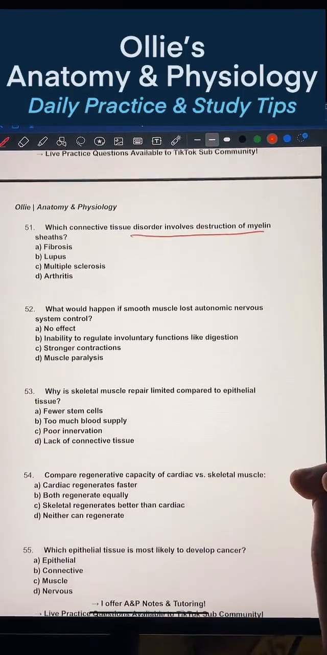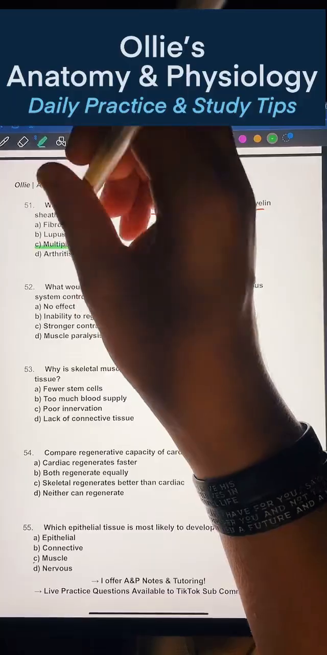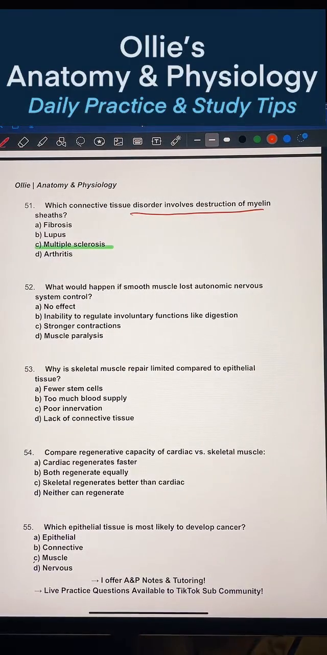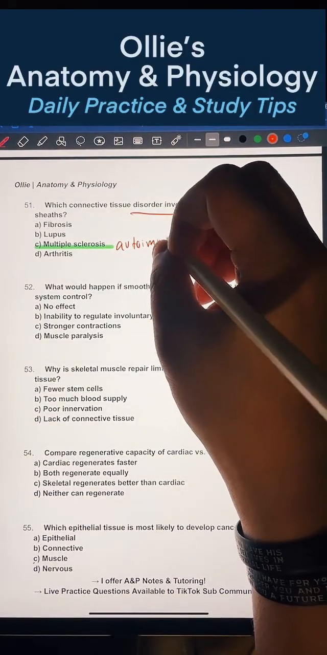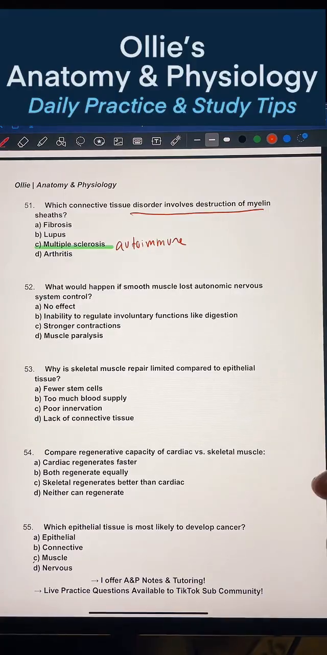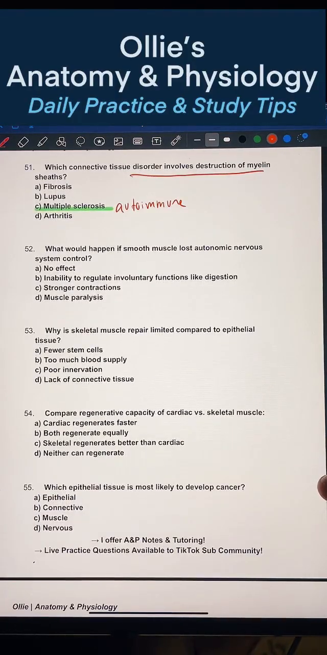Number 51, answer is C. Multiple sclerosis. It's autoimmune. It's going to attack CNS myelin. Number 52, what would happen if smooth muscle lost autonomic nervous system control? A, B, C, or D?